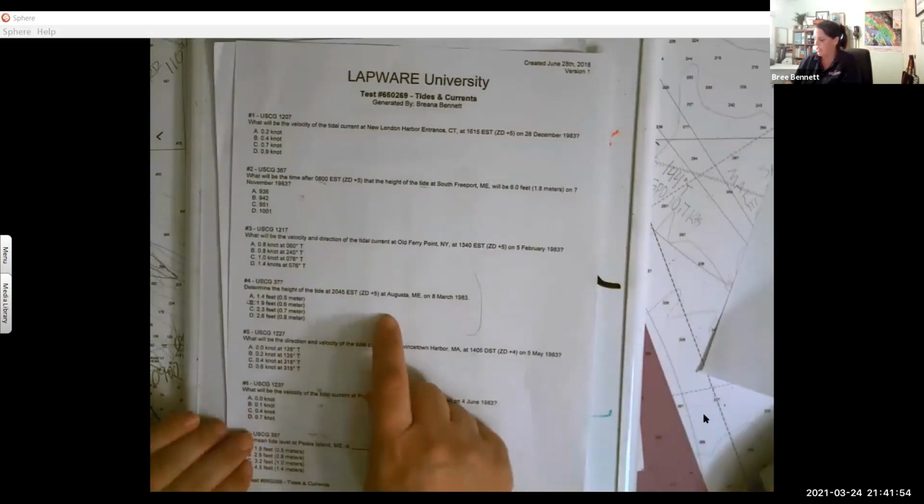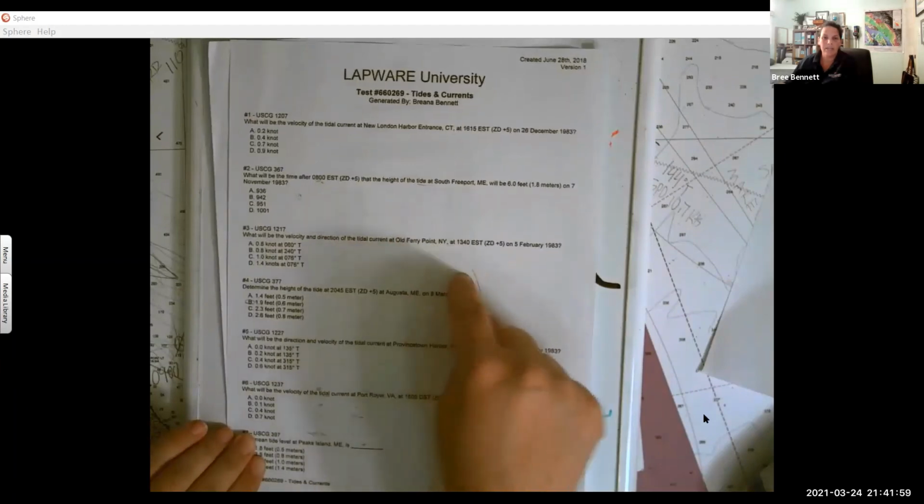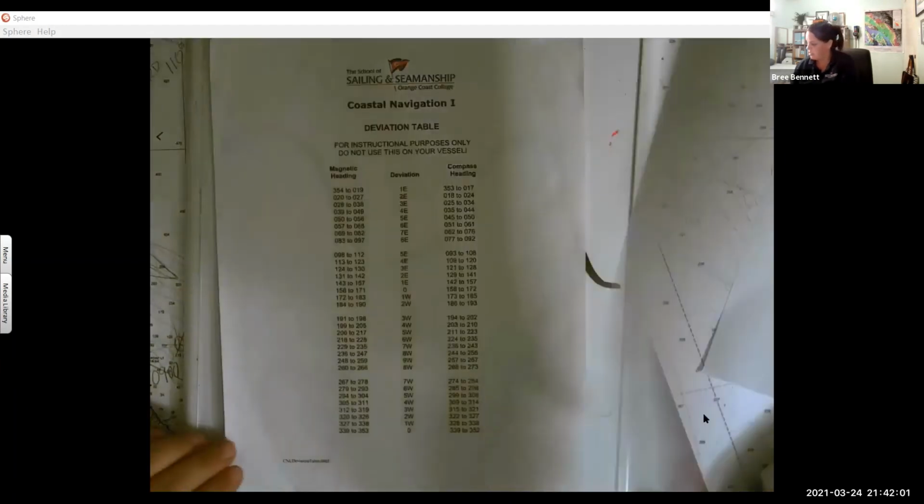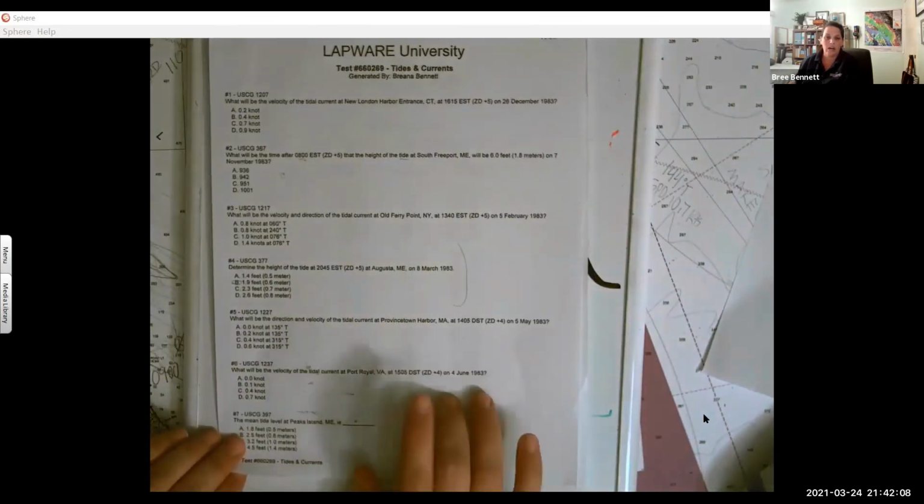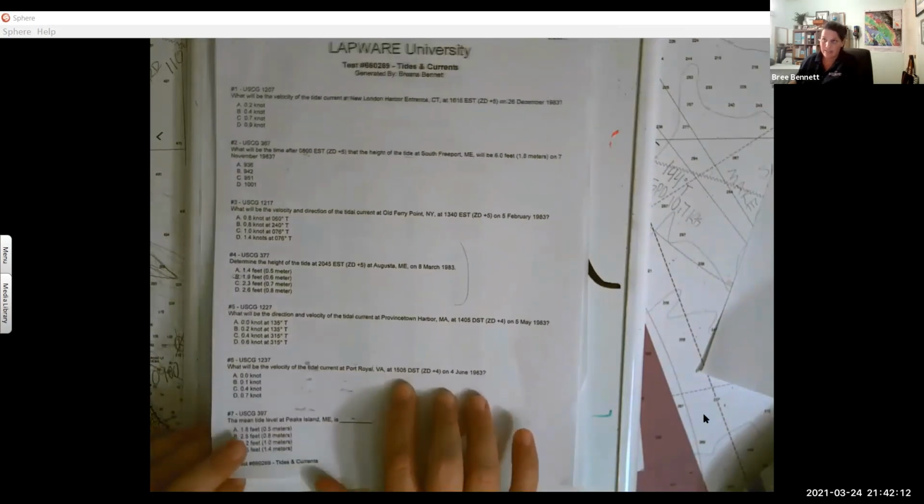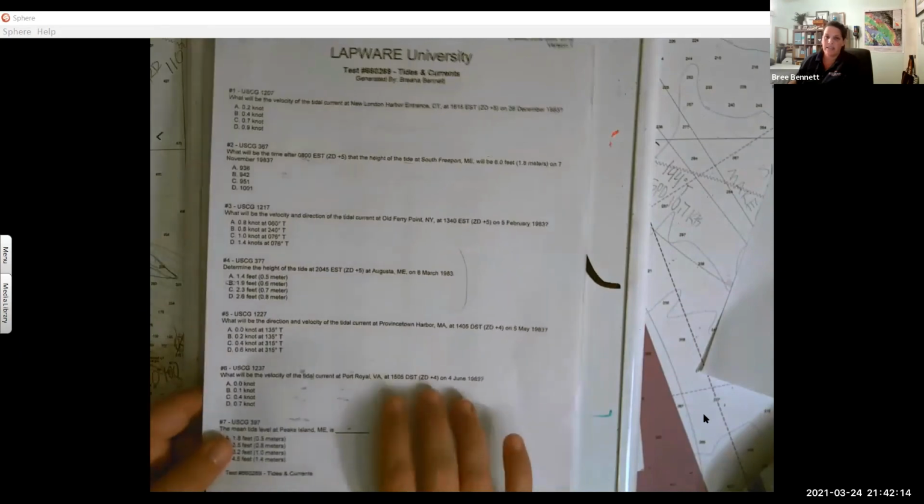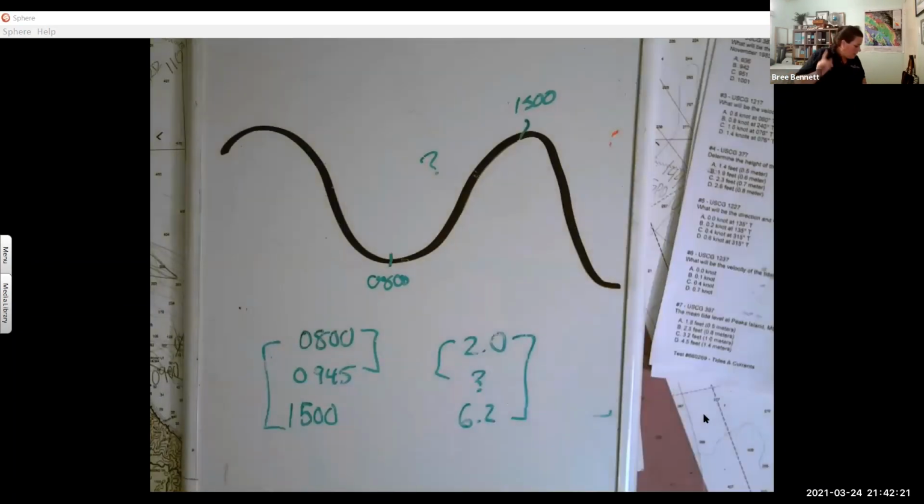Also, you have the tide and currents labware assignment. So I think there's probably like 20 more tide and current problems. Again, these are from the 1983 reference book, so you have to either go to the library at OCC or just look at the digital one on Google Classroom.